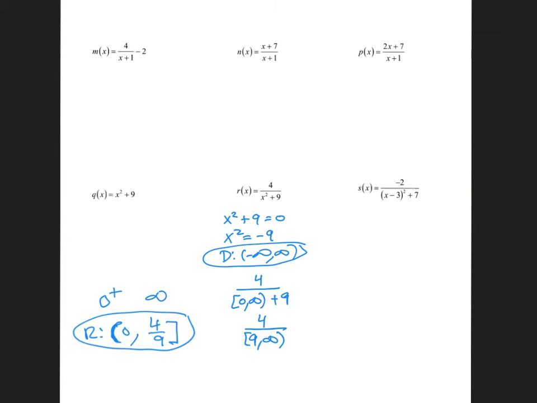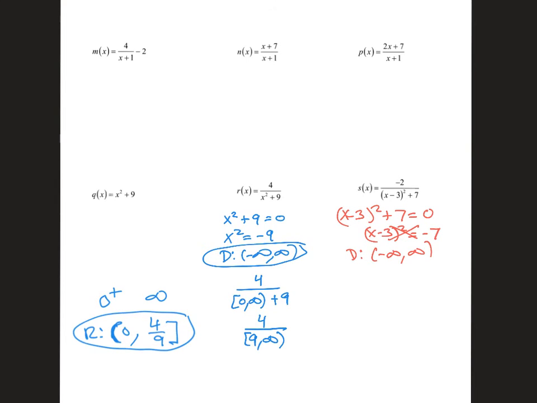All right, let's look at another one. Let's look at S. Again, to look at the domain, I just have the variable in the denominator, so I want to see, is this ever going to be equal to 0? Once again, I've got a squared value, and if I try to solve this, I can't have something squared equaling a negative. So it's never going to be 0, and the domain is all reals.